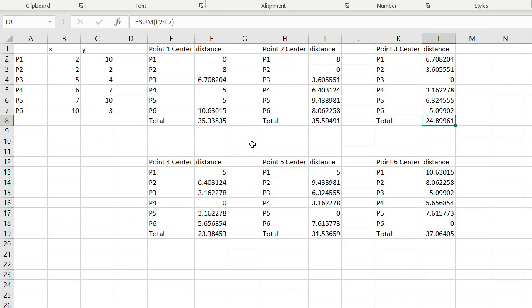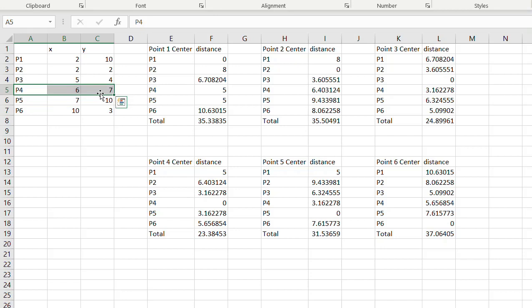What we're going to do is look and see which one of these has the lowest total distance. So we have 35.33, 35.5, 24.9, and so on. If we look at those distances, we find that point 4 has the lowest total distance, 23.38. Because this cumulative summed distance is lowest, this point 6,7 is going to be our central feature.